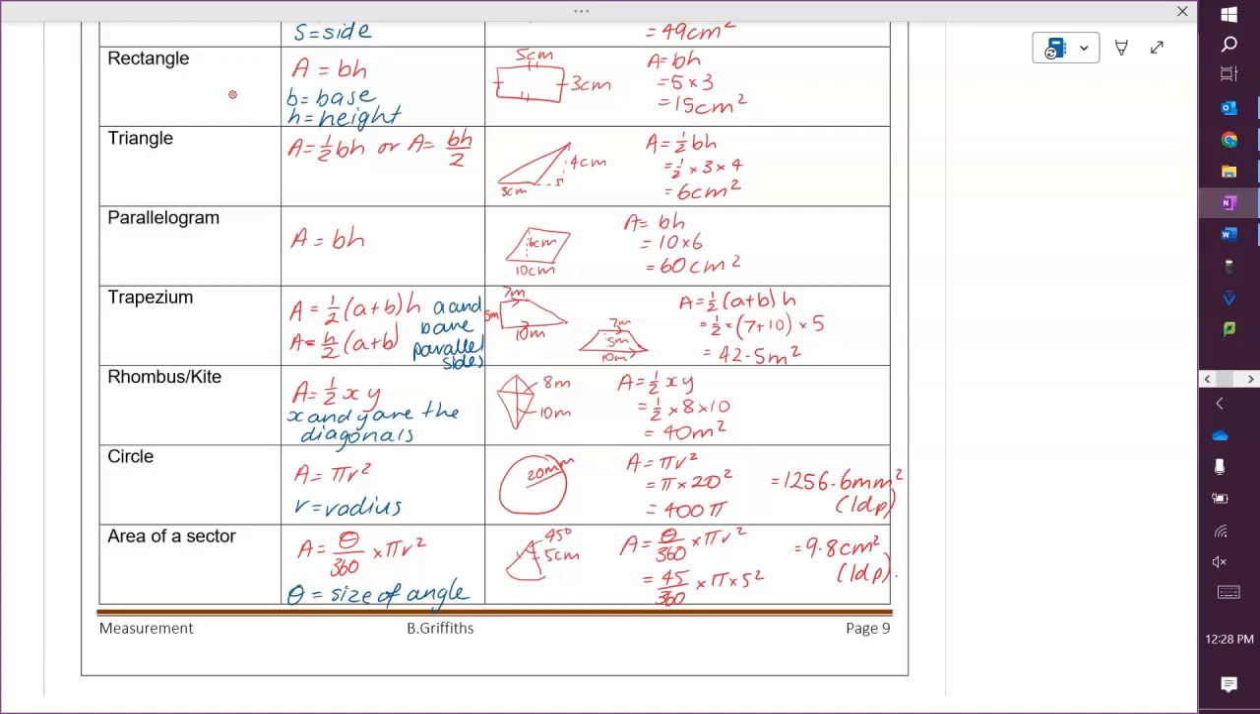So please make sure with every question like this, we have 3 lines of working. The first is your formula, second is your substitution, and the last line is your answer with those units squared.